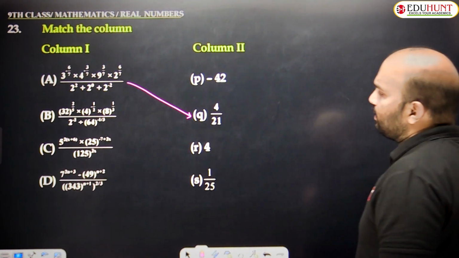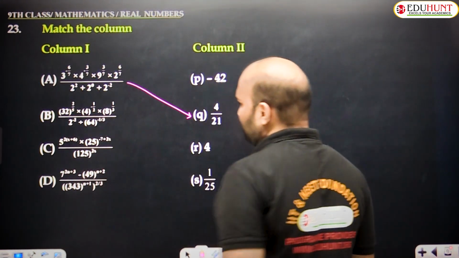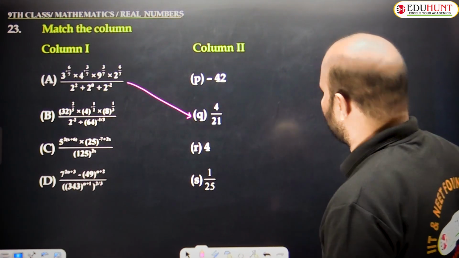In B, what I am given is 32 whole power 2 by 5 into 4 power minus 1 by 2 into 8 power 1 by 3, whole divided by 2 power minus 2, divided by 64 whole power minus 1 by 3.